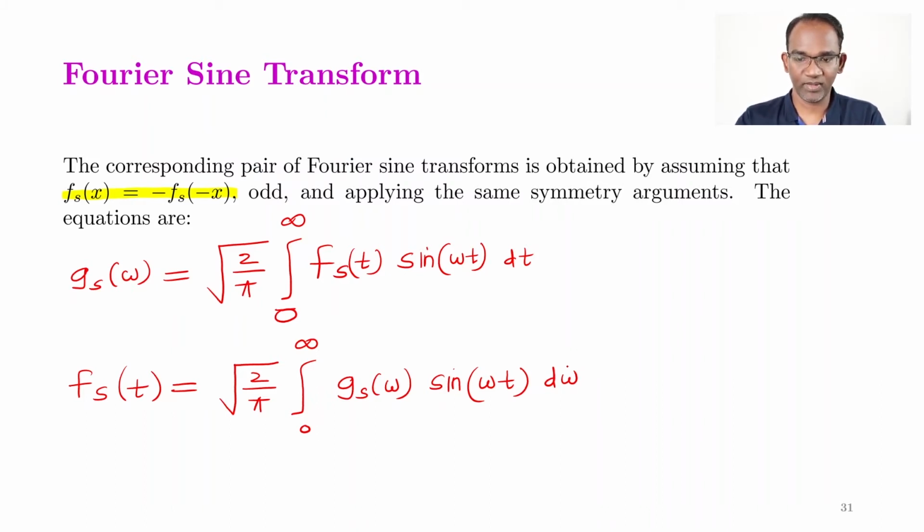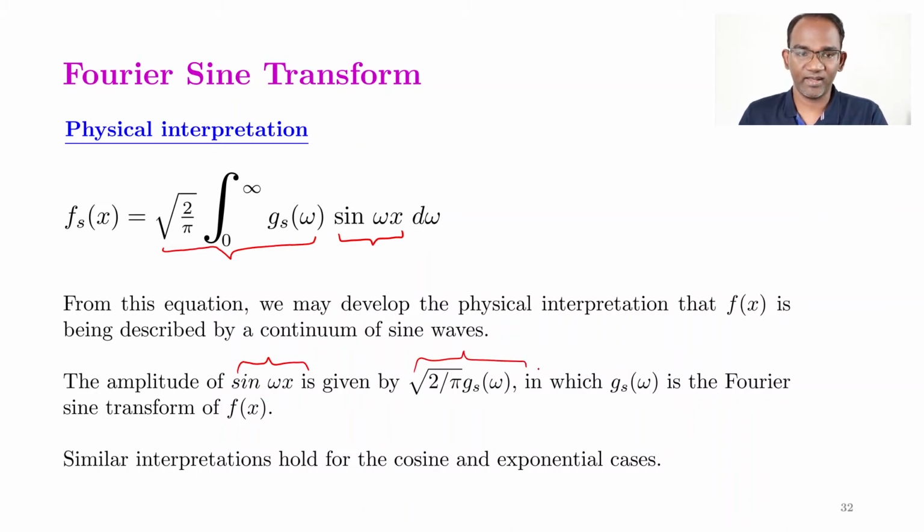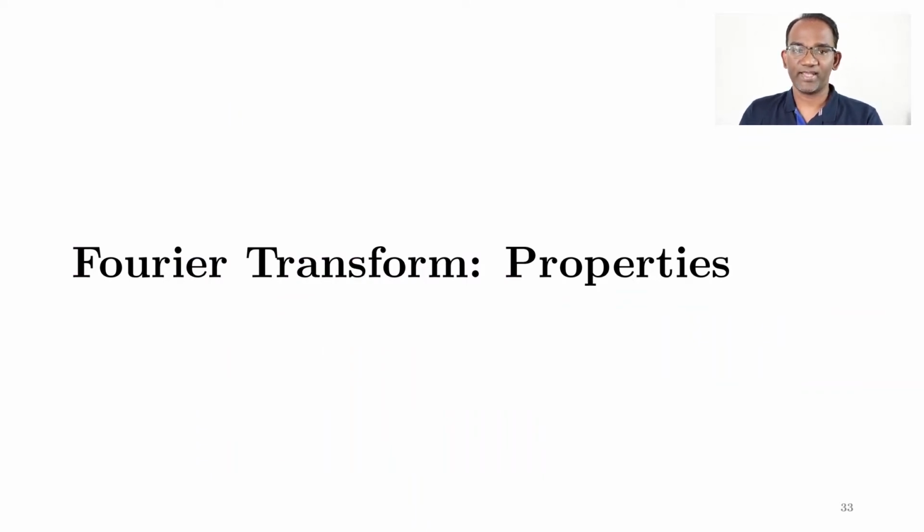Let us now try to understand the Fourier sine transform a little more in detail, the physical interpretation of this term. In this case, we have a sine term multiplied by square root of 2 divided by pi and then g_s(omega). So the amplitude of sine omega x is given by square root of 2 by pi g_s(omega), in which g_s(omega) is the Fourier sine transform of f(x). And a similar interpretation holds for the cosine and the exponential case. So we have formulated the Fourier integral, and from there we have moved on to the Fourier transform. We have seen the Fourier exponential, Fourier cosine and Fourier sine transforms. We'll now discuss some of the properties of Fourier transforms.